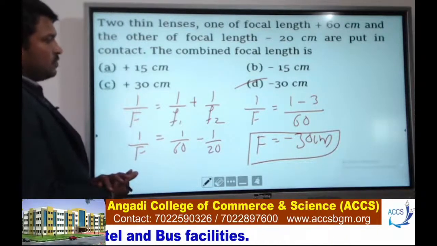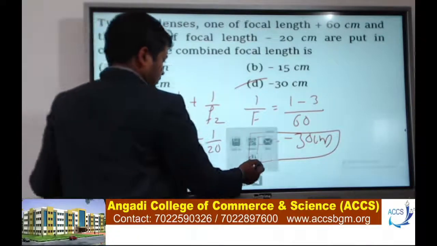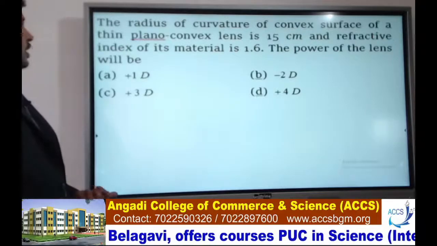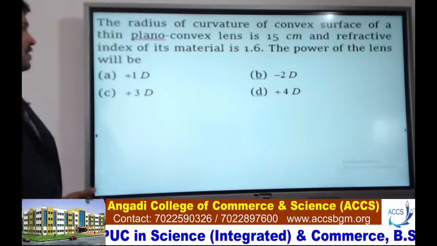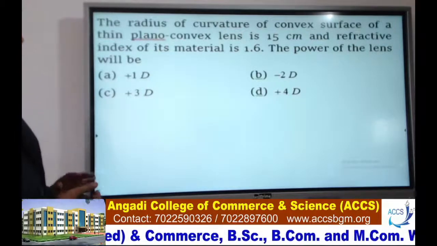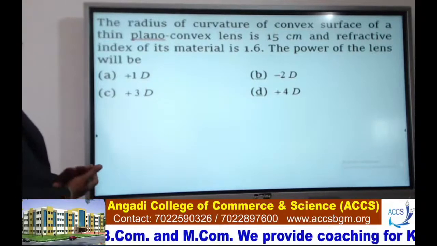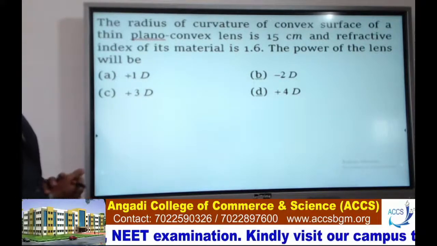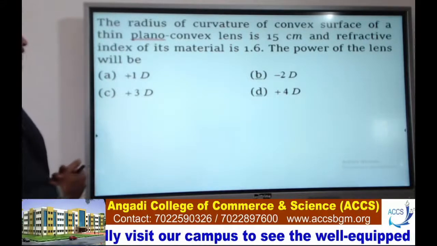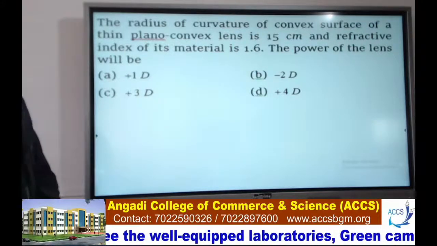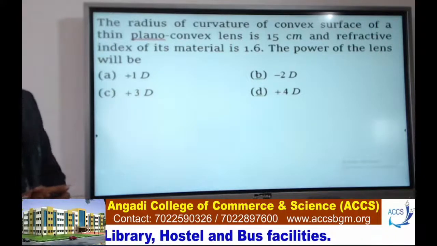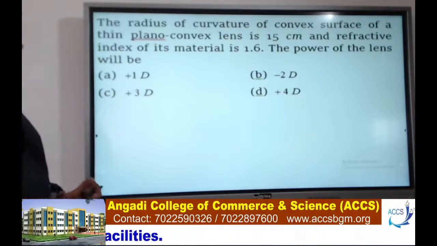I hope you have written this one. I'll go to the next one. The radius of curvature of the convex surface of a thin plano-convex lens is 15 centimeter, and the refractive index of its material is 1.6. Then the power of the lens will be.